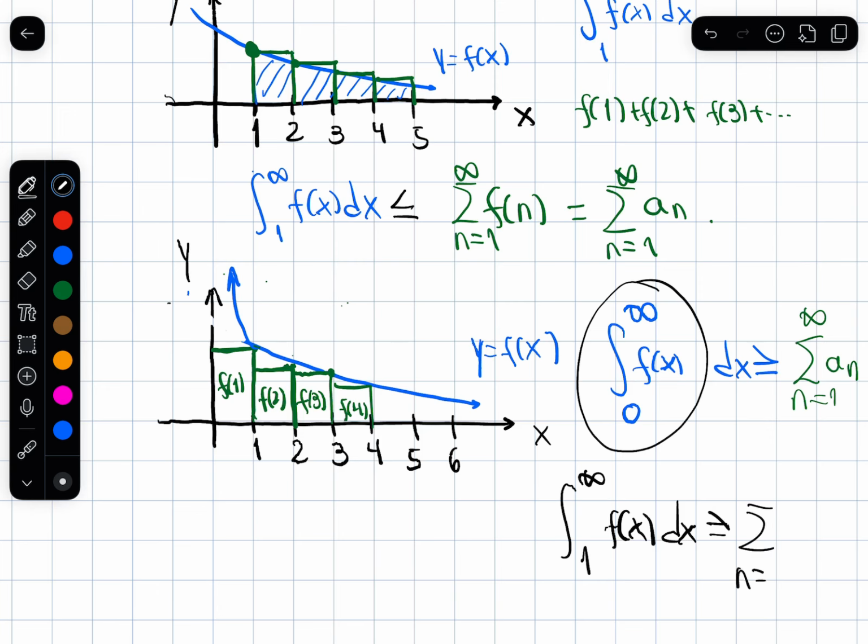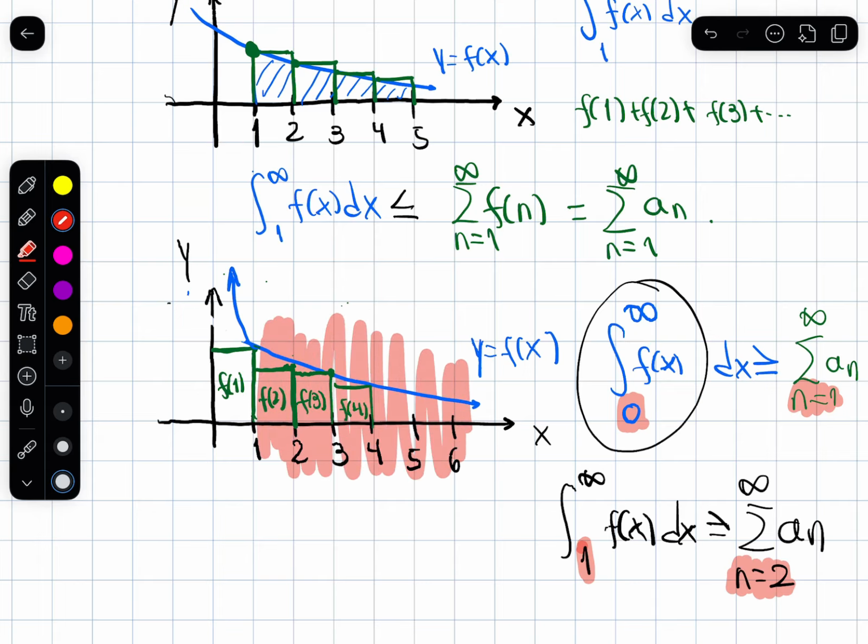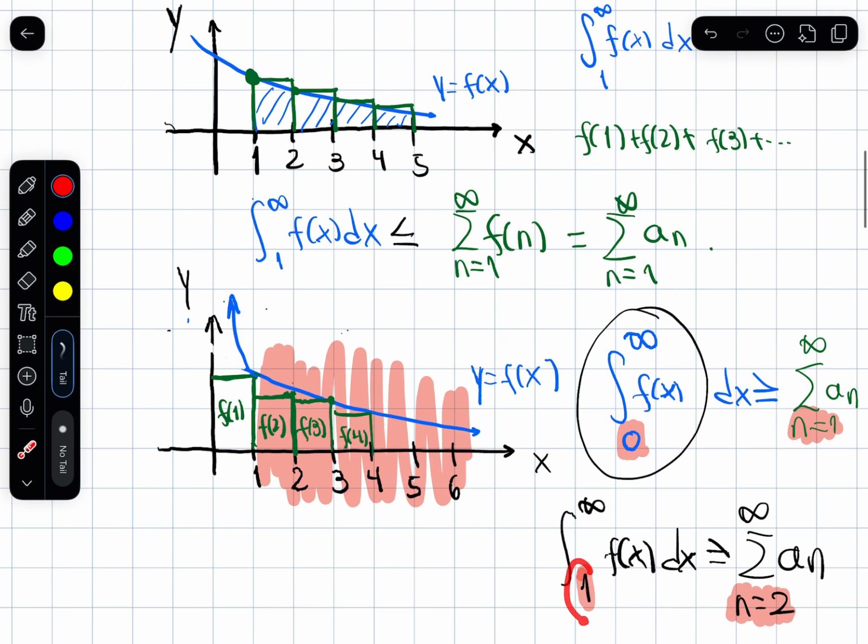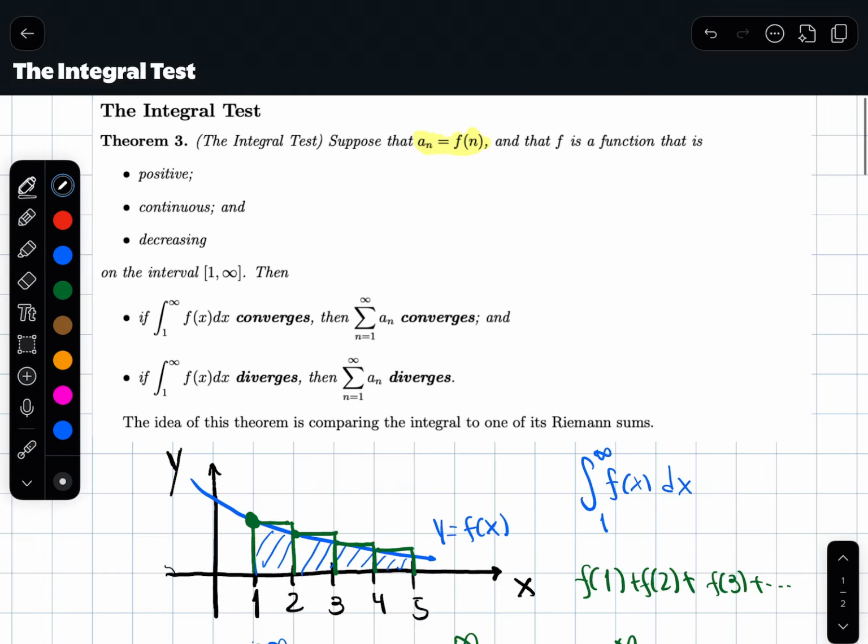We'll start one step later. You see that I changed 0 to 1, and then I changed 1 to 2 here, right? So I compared only this area, and sure, I forgot one term on this side, but it doesn't matter, just add one more term. Adding one term or forgetting one term doesn't change whether something is finite or infinite. We're not going to be changing this for the integral test most of the time. We're always going to be using integrals from 1 to infinity.